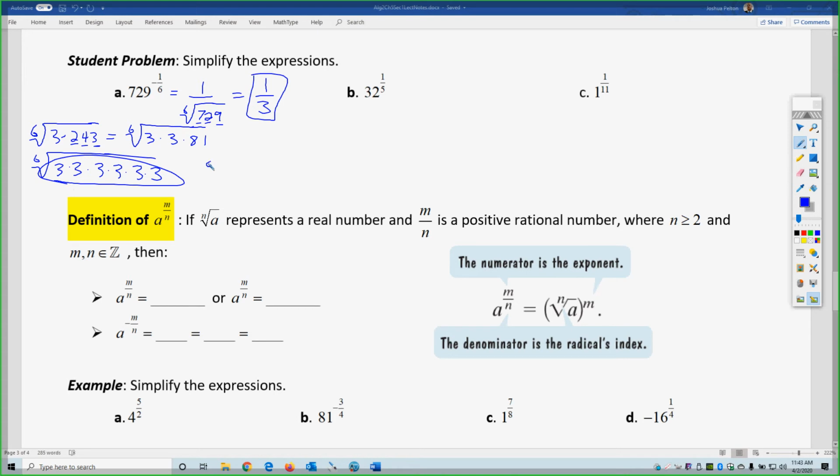So essentially what I have is the 6th root of 3 to the 6th, if I think about it, right? Should cancel out. Okay, so this is the 5th root of 32.